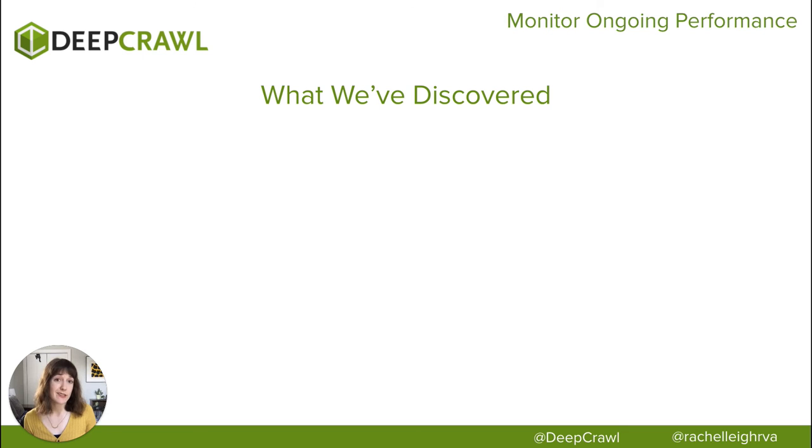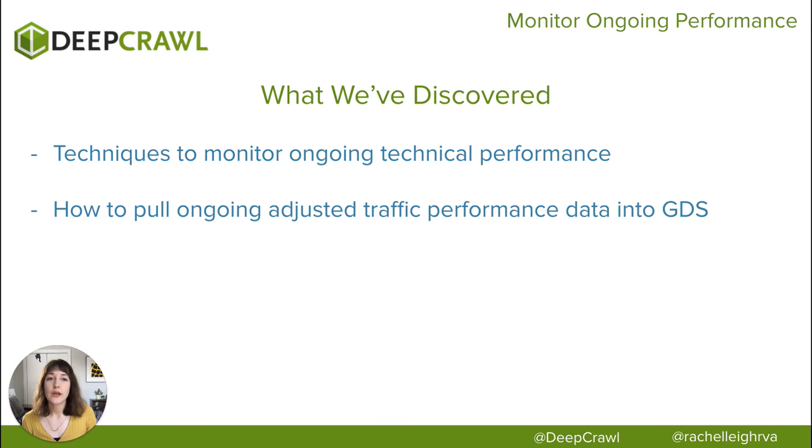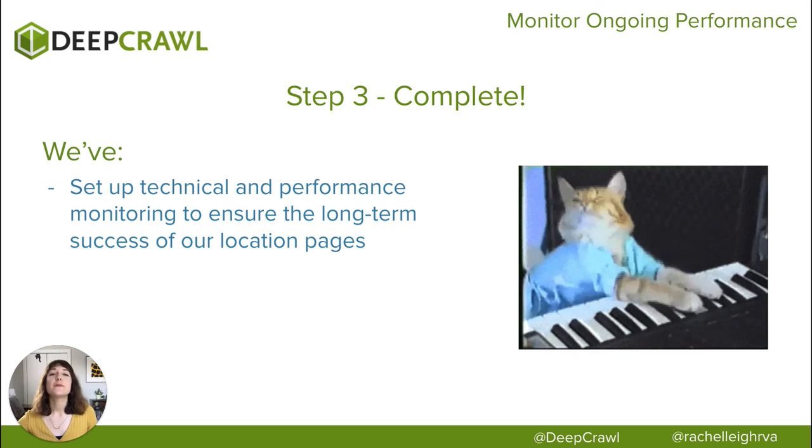So what have we discovered in step 3? We discovered techniques to monitor ongoing technical performance, and how to pull ongoing adjusted traffic performance data into Google Data Studio. So we will celebrate with the keyboard cat GIF.